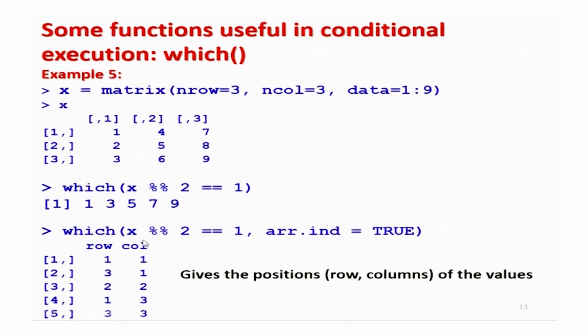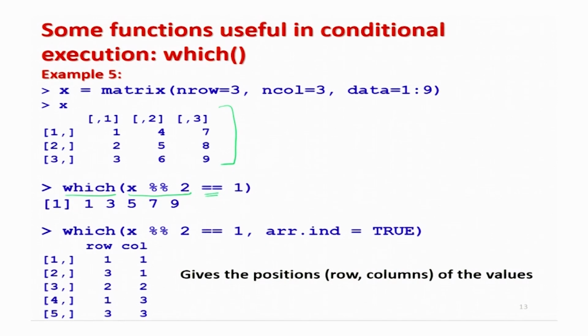Now, I will try to give you some more. Suppose I want to know which elements in this matrix are odd. That means when they are operated with modulo division by 2, which are the numbers where the remainder comes out to be 1? So what I will do here is take the same matrix x and write inside the parenthesis x modulo division 2, and this is logically equal to 1.